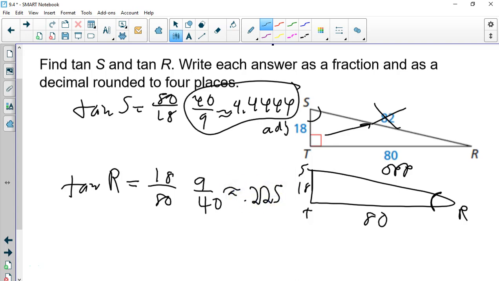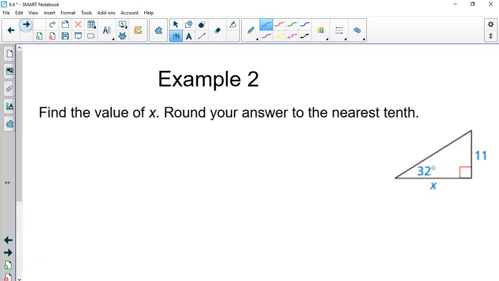0.225. And since it says 4 places, we just put a 0 there. Okay? It ends at 5, but it says 4 places, so we just put a 0. 0.2250. That's what the tangent of R is.